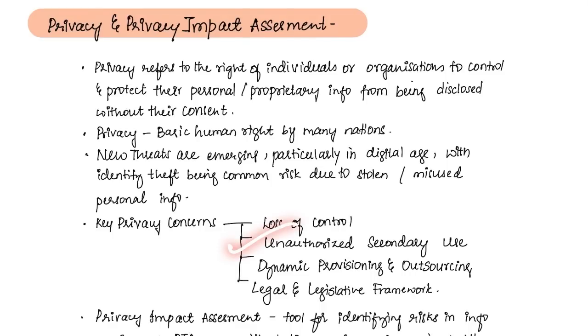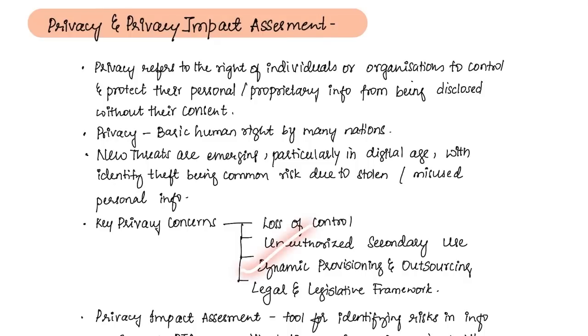Next I have is unauthorized secondary use. CSPs may use the data for purposes beyond their actual intention. They can make use of it for targeted advertising. We receive all these spam messages and all, right? So such things can happen. The secondary use is not preventable. You cannot prevent it because there is no technological solution to stop such things.